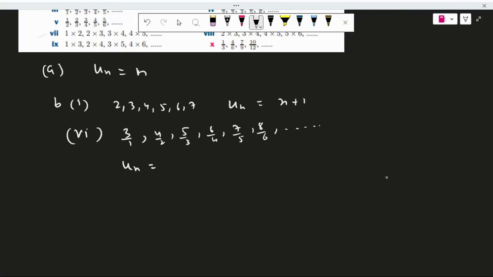It's quite simple. Yes, Rajvi. It's n plus 2 divided by n, isn't it? Take n equals 1, 1 plus 2 is 3. And in the denominator, it is sequential numbers, in order, natural numbers: 1, 2, 3, 4, 5, and so on. So this is n plus 2 over n, or you can write it as 1 plus 2 over n.